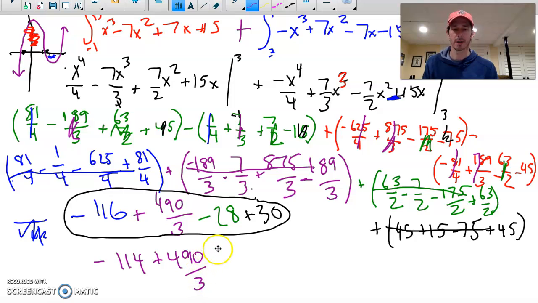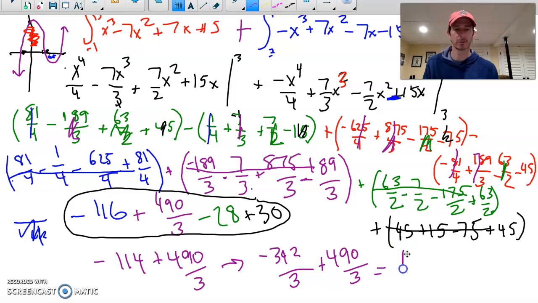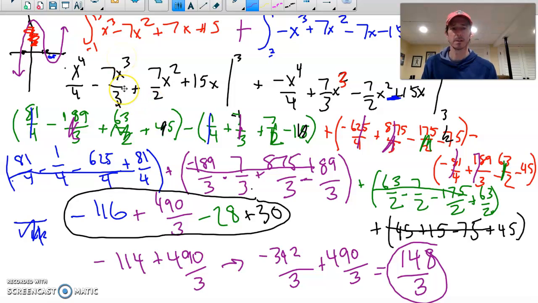And if I convert that to a common denominator, which would be a 3, I'd have negative 342 over 3. That's what I would get with this one, plus 490 over 3, and I would end up with an answer of 148 over 3. That is the area of these two pieces added together, and that is it for me for now for that example.